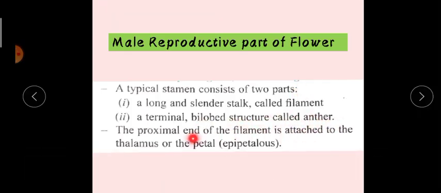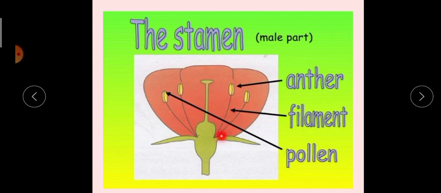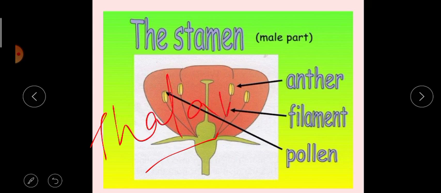The terminal bilobed structure is the anther, and the proximal end of the filament is attached to the thalamus or the petal. Proximal means this end, this is terminal and this is proximal. Here in this portion you will see the thalamus. The portion where the filament is joined is called your thalamus.